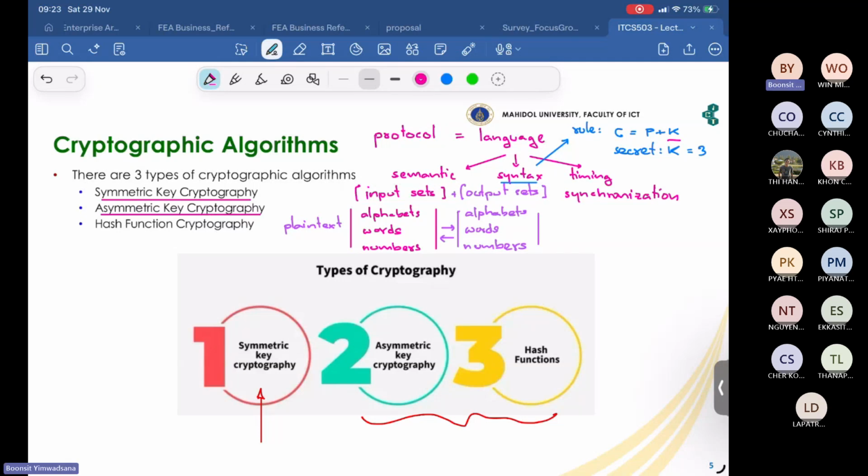But for asymmetric key cryptography, the encoding key and the decoding key are usually related. We will talk about that later. And finally, there's a special type of cryptographic algorithms that we can encode, but then we cannot decode it at all. There is no way to reverse the process. That is called the hash function. Let me talk a little bit about the hash function.